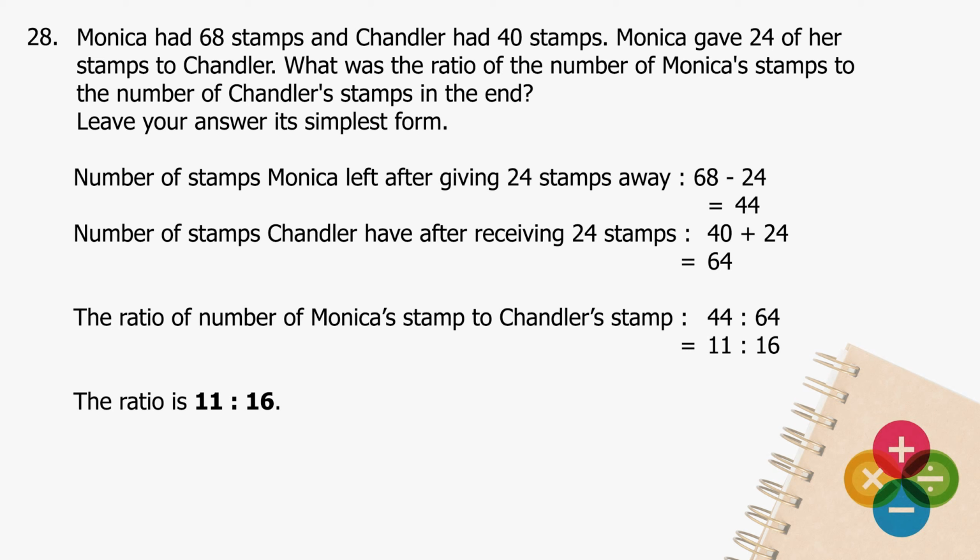The number of stamps Monica has left, after giving 24 stamps away, will be, subtract 24 from 68, and the difference is 44. The number of stamps Chandler has, after receiving 24 stamps, will be, add 40 to 24, and the sum is 64. The ratio of the number of Monica's stamps to Chandler's stamps will be 44 is to 64. Converting the ratio to simplest form will be 11 is to 16. The ratio is 11 is to 16.